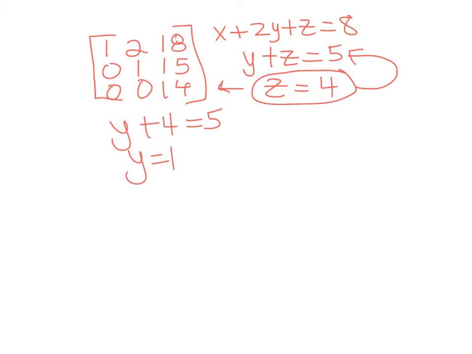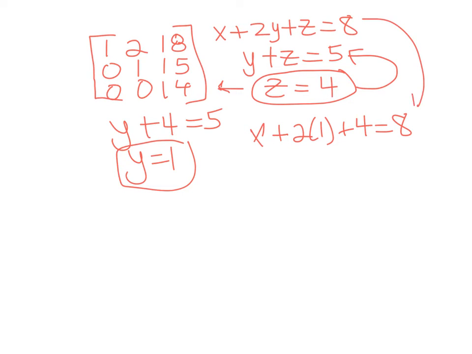All right, now I have my z and my y, so now I'm going to plug that in. So now I'd go x plus 2 times 1 plus 4 is equal to 8. Okay, so x plus 6 is equal to 8, so x is 2. So I have all 3 answers. That's how I would get it. Takes a lot of problem solving, but that's the idea.